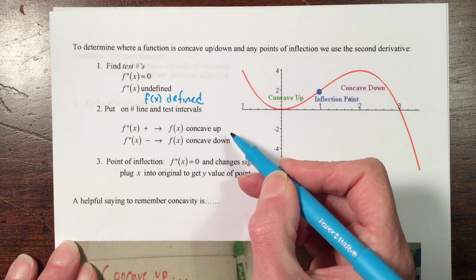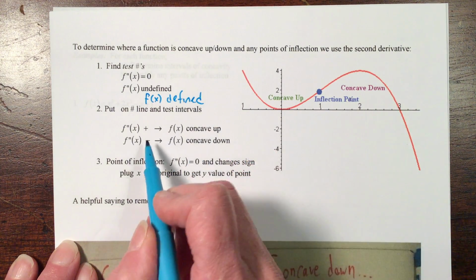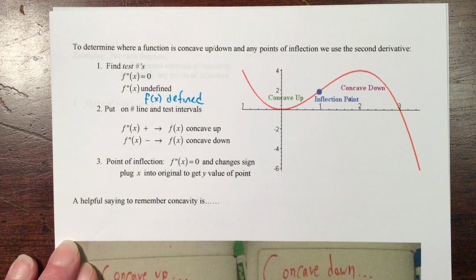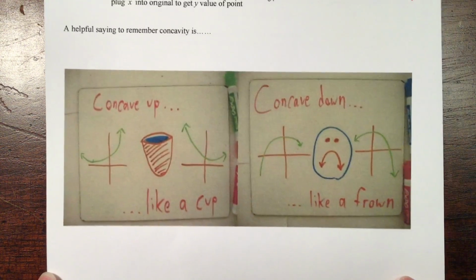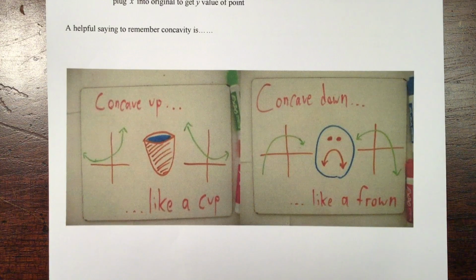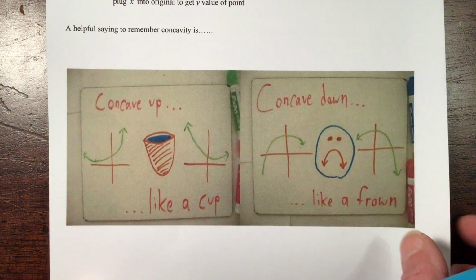We're going to put those numbers on a number line. We're going to test our intervals, and then we're going to describe our intervals as concave up or concave down. And then if we have any points of inflection, we're going to describe those as well. And you'll see what I mean when we move through an example. Now, to help you remember, we have a little saying. Moving on. Let's look at a few examples now.